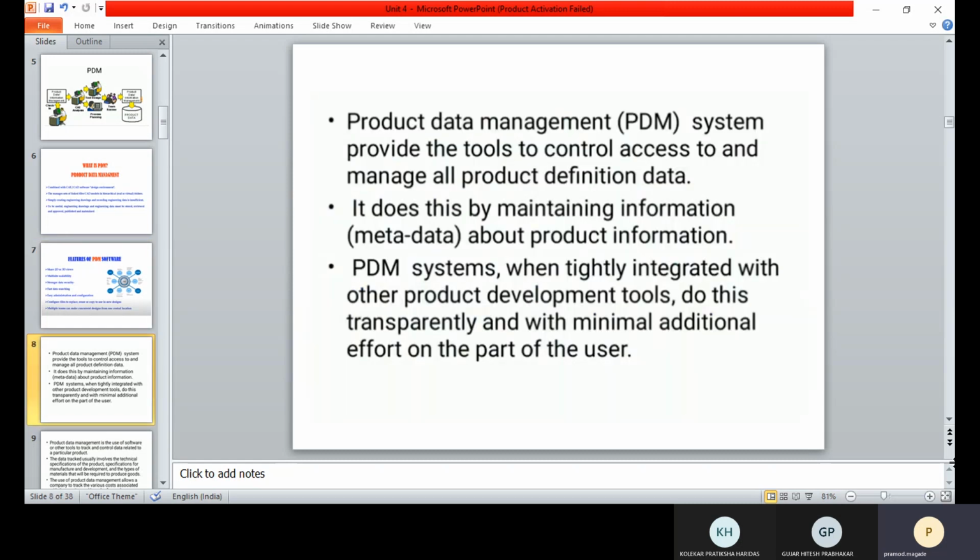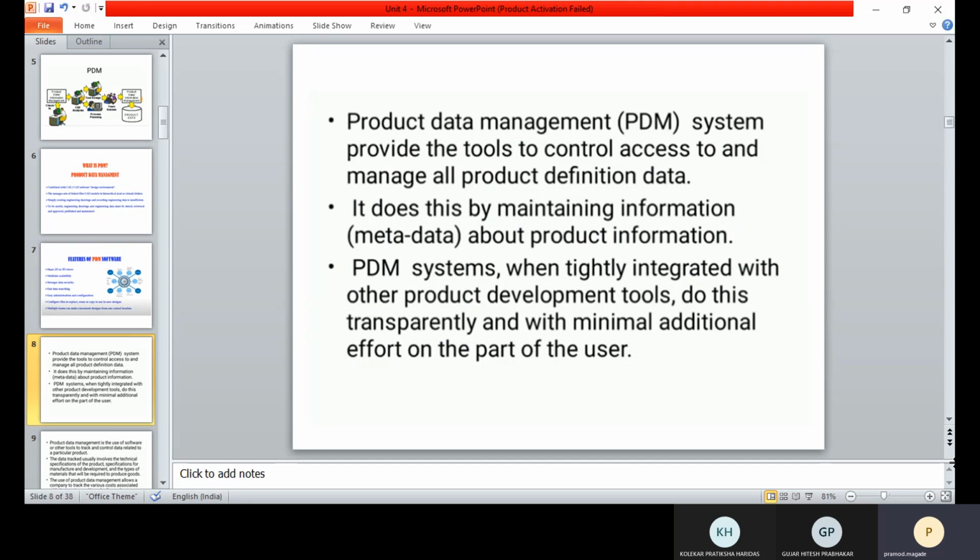After that, the basic things I have mentioned, whichever I told you, are mentioned here: PDM, product data management. It can be a tool to control the access and manage all product definition data. Definition means how much quantity of the particular product remains in our stock, and how much quantity we need to use at the time of the further process as per the target given by the management. That will be called the definition of the data.